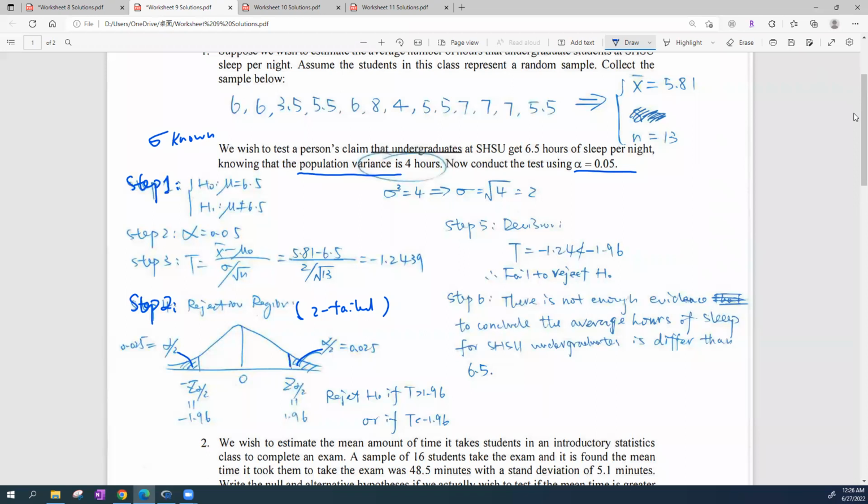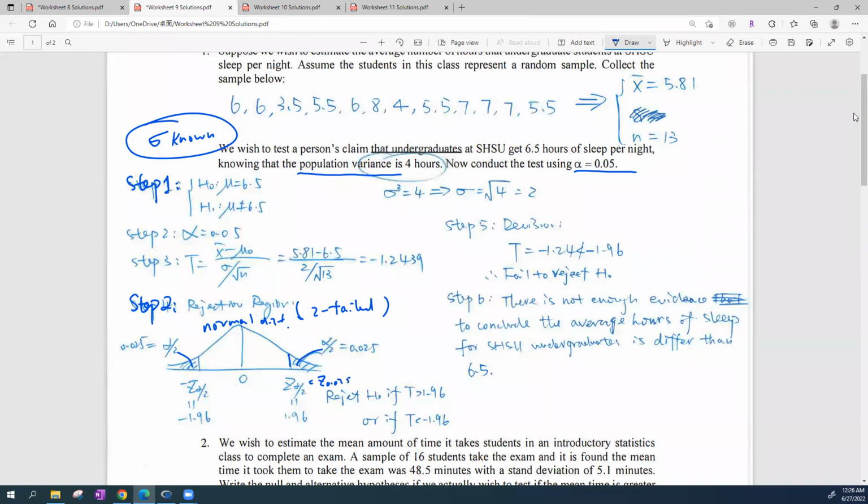And since sigma is known, we know this is a normal distribution. So whether sigma is known or not controls the distribution here. So we know that's a normal distribution. So for a normal distribution and one critical value to the right, you have 0.025. So what's the critical value? So that's z sub alpha over 2, or z sub 0.025.